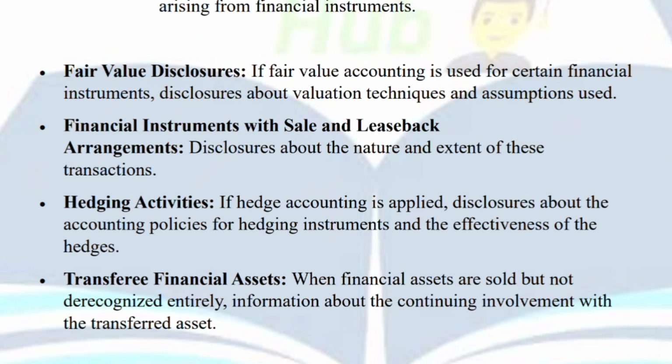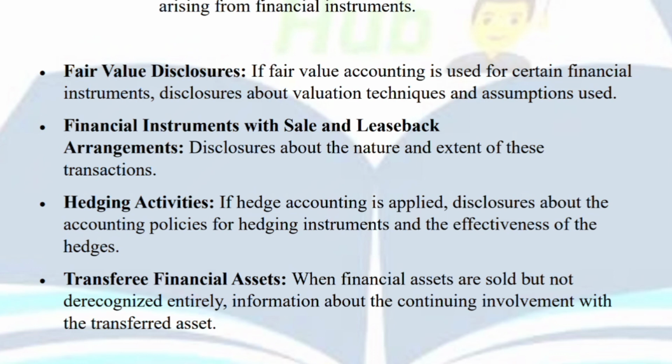The second last thing is hedging activity. If hedge accounting is applied, or if the company uses hedge accounting or a hedging technique, then the entity must disclose their accounting policy for the purpose of hedging instruments, and also evaluate the effectiveness of the hedging strategy. So you can say that if the company is involved in hedging activity, then the company has to disclose its accounting policy for hedging instruments, and also has to evaluate the effectiveness of the hedging strategy that is used by the company.